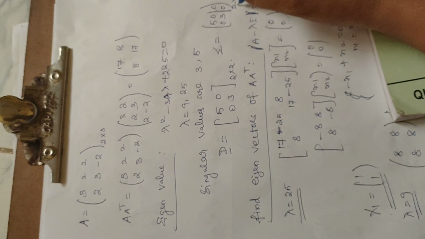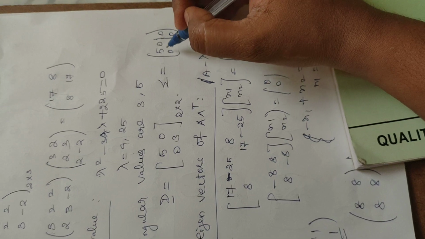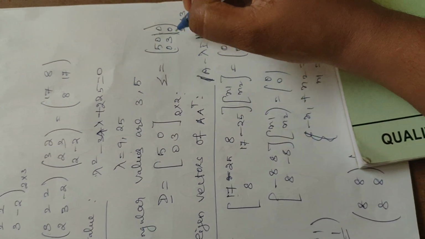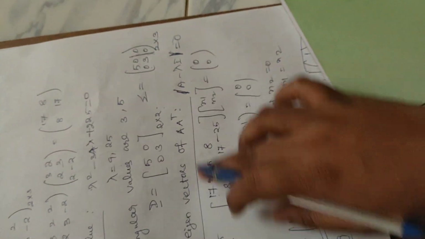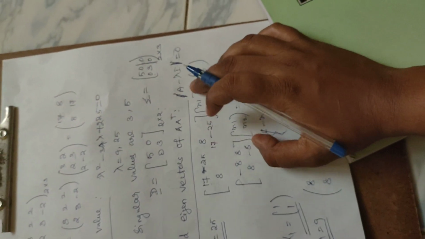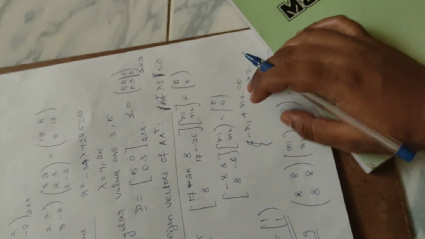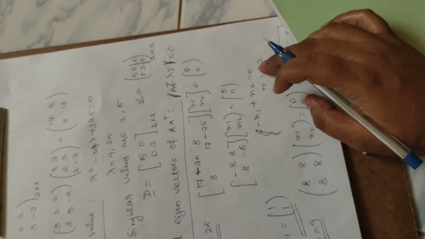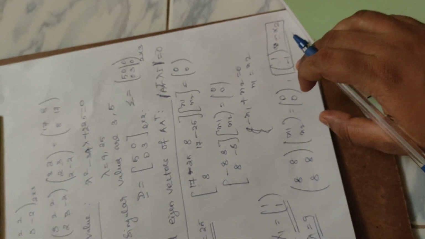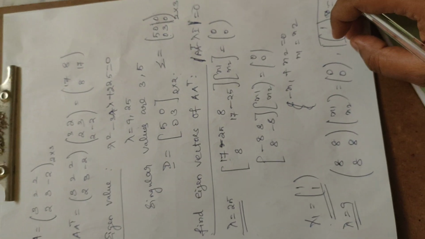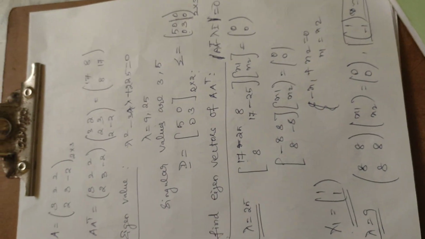Then sigma will be a 2 cross 3 matrix because the given A is a 2 cross 3 matrix. The block matrix is already 2 cross 2, so the remaining column will be occupied by 0. Next, find the eigenvectors of A A transpose by the usual method. A A transpose minus lambda I equal to 0. The first eigenvector is 1 1 and the second eigenvector is 1 -1. You can use any method, a calculator, the cross ratio method, or some other techniques.